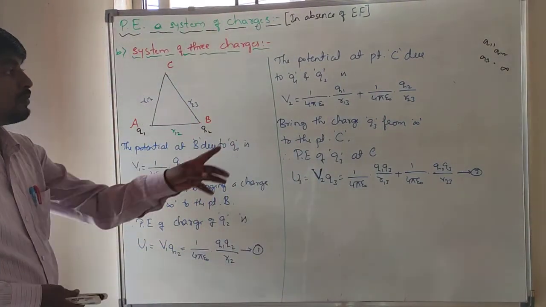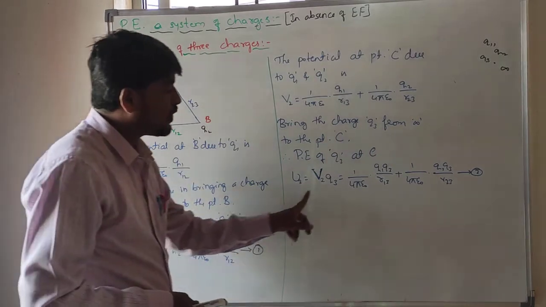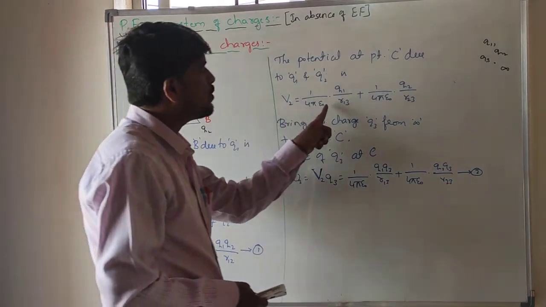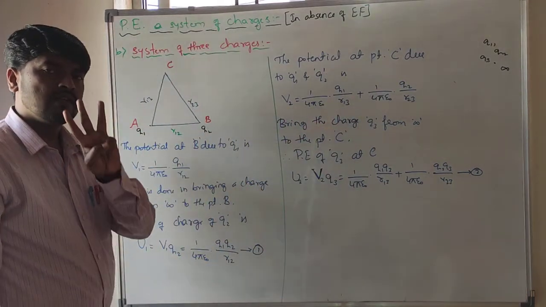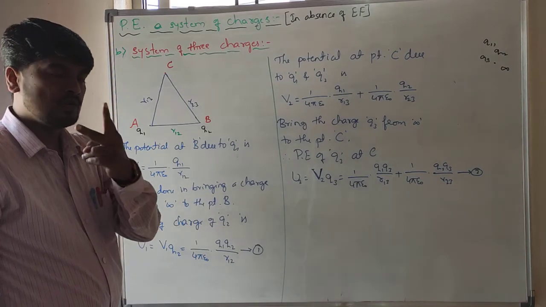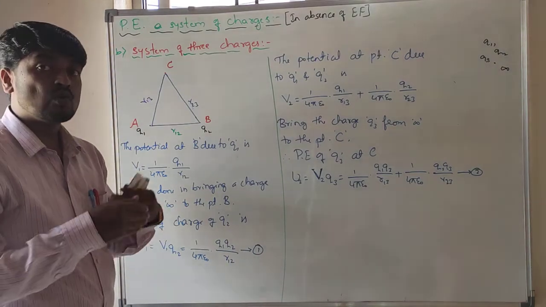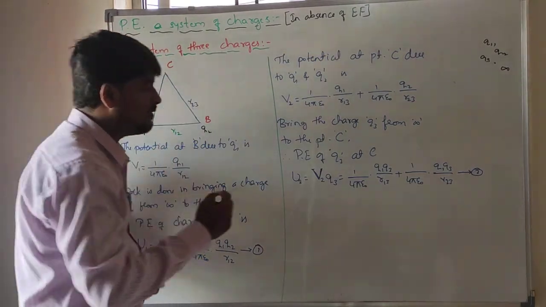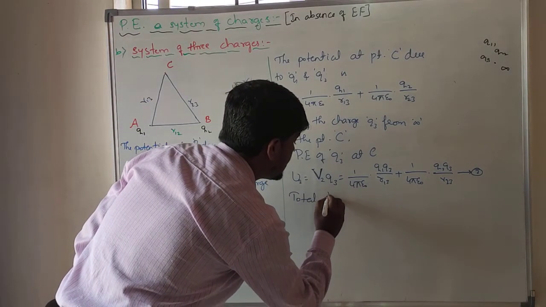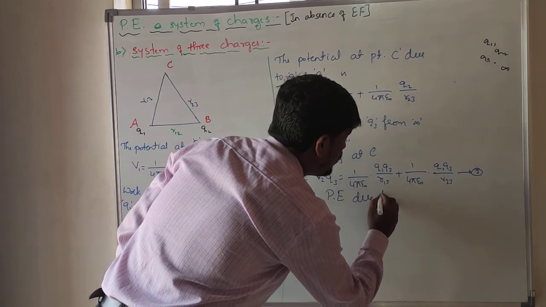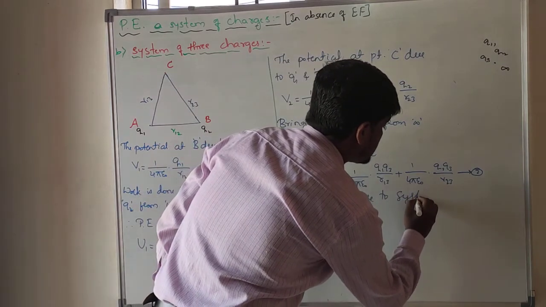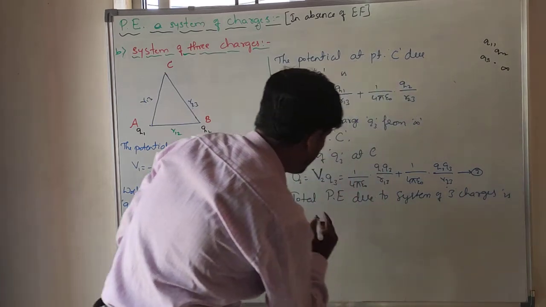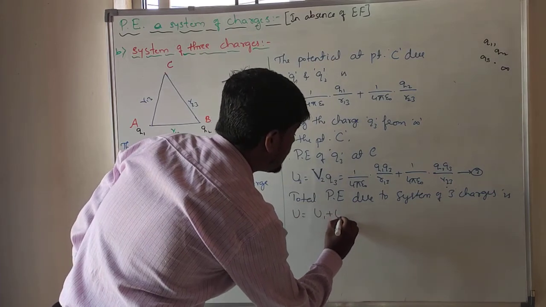So now, how many potential energies are there? Two potential energies are there. How many potentials are there? Three potentials are there. One potential, two potential, three potential. System of three charges, three potentials are there. Potential energies, two are there. So now I want to calculate what is the total potential energy. So the total potential energy due to a system of three charges is U is equal to U1 plus U2.